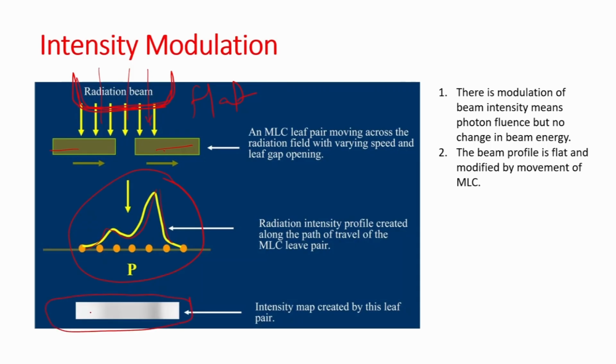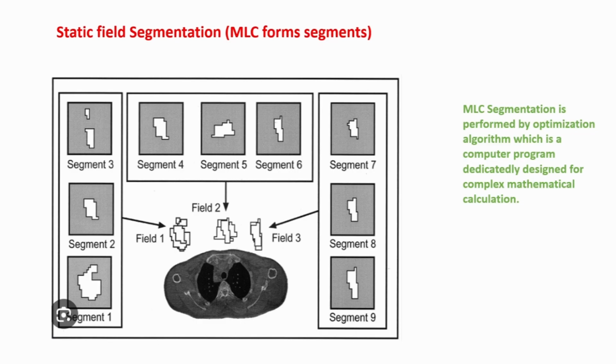So in short, the speed and movement of the MLCs decide the modulation degree, and your beam profile gets modified accordingly, which you can see in this figure. Now I have said that there are two ways of IMRT treatment delivery. One is static field treatment, or simply segmental IMRT.